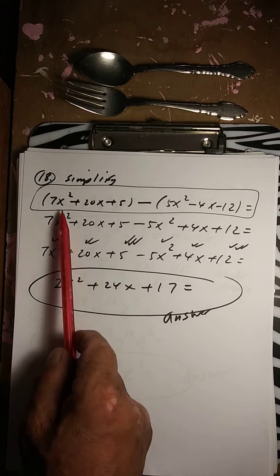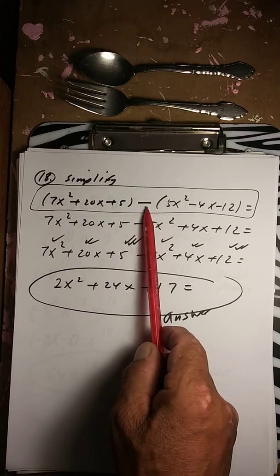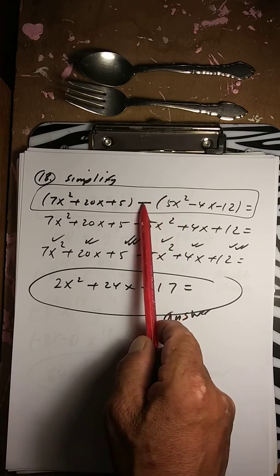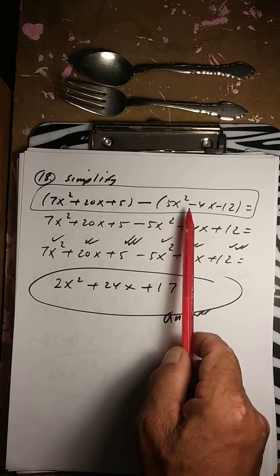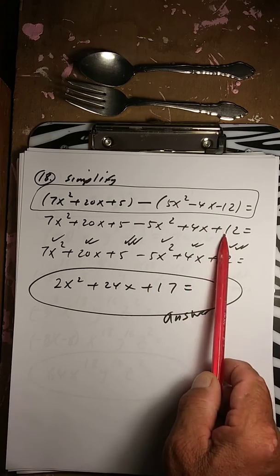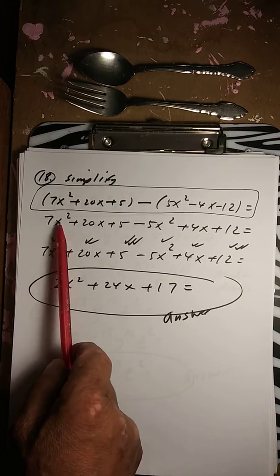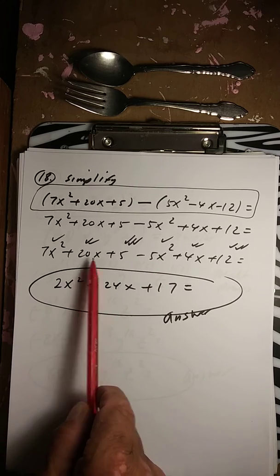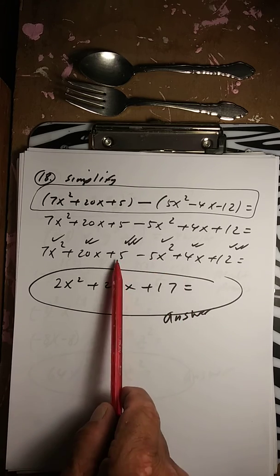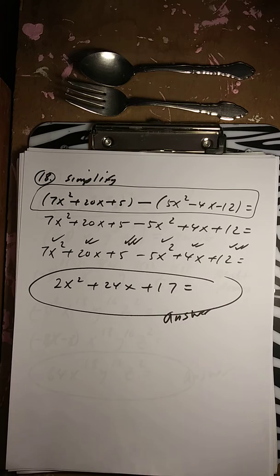Simplify this. Okay, so this one we just take off the parentheses, but this one, the negative affects the first one, the negative affects the second, and the third. So negative of positive is negative, negative of negative is a positive, and negative of negative is another positive. Now, 7x squared, negative 5x squared is 2x squared. 20x and 4x is 24x, and then 5 and 12 is 17.